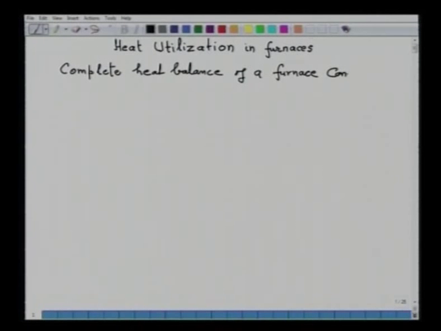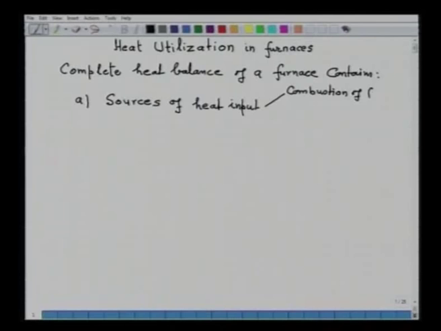it contains sources of heat input. Now, these sources could be combustion of fuel, and sensible heat of air or fuel. These are the heat input terms, and sources of heat output.